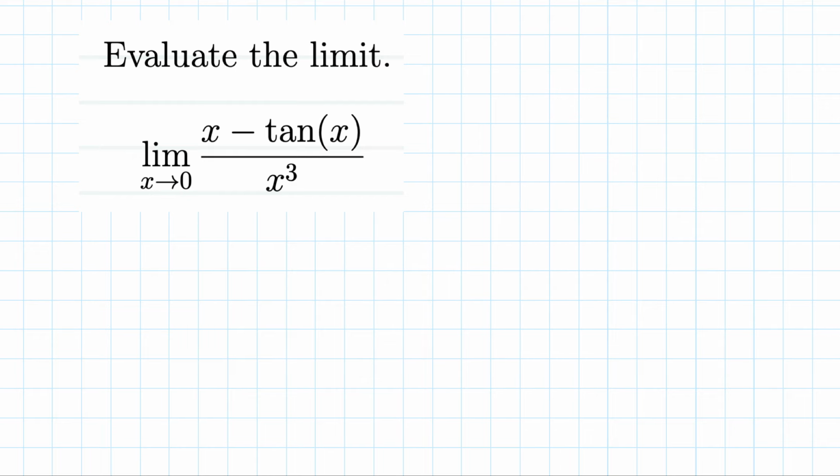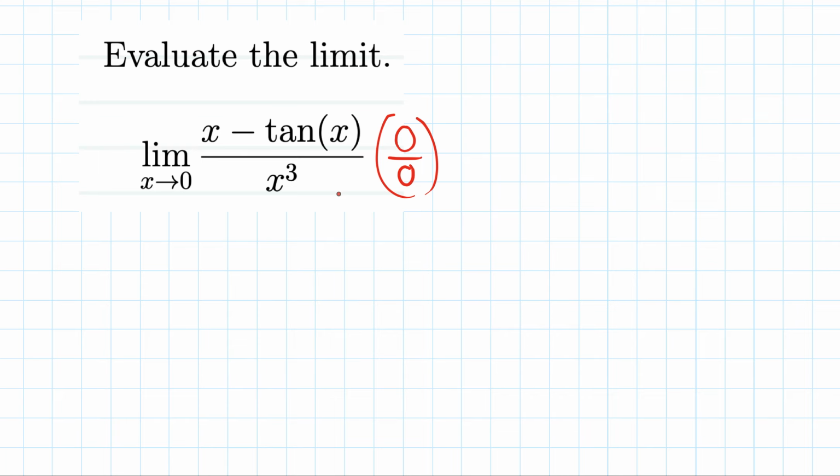Evaluate the limit. Here we have the limit of x minus tangent x over x cubed as x goes to 0. We have two terms on the top and x cubed on the bottom. If we directly plug in 0 for x, this is 0 minus tangent of 0. Tangent of 0 is 0; we can check in our calculator. So 0 minus 0, that's 0 over 0 cubed. So basically we got 0 over 0, an indeterminate form.